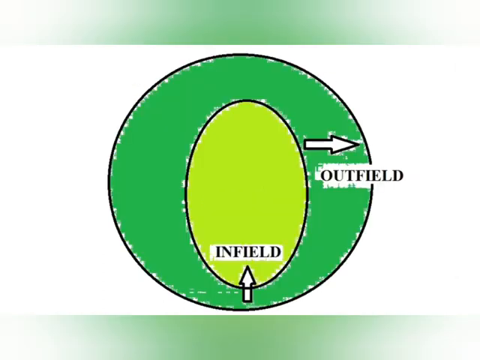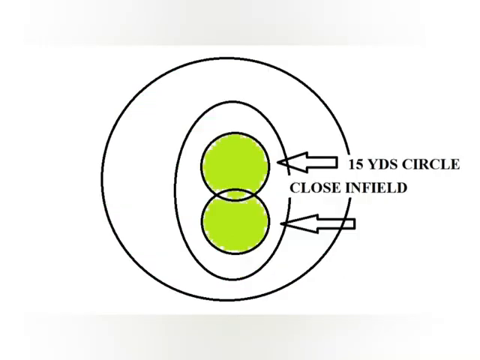Now on your screen, there is an inner circle in light green shade that defines the 30-yard circle, whereas the bigger outer one in dark green color is the outfield. That outside part is called outside the 30-yard circle. We call it outfield towards the boundary, whereas inside we call it infield. Now on screen you can see the inner 15-yard circles, mentioned in one of the previous slides. These are called close infield.